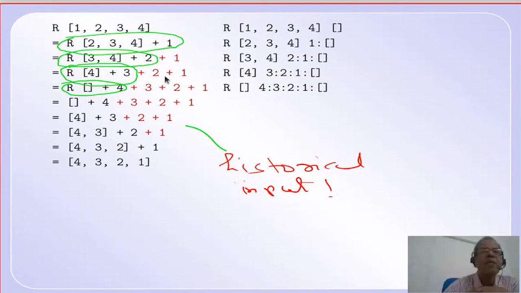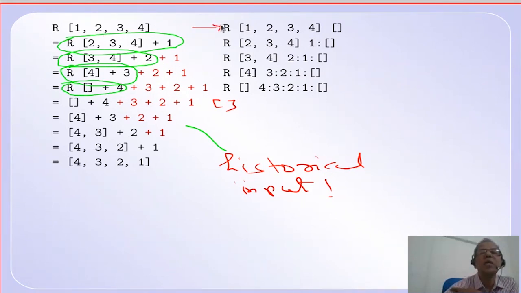Okay. But look at this question. To an empty list, append 4, append 3, append 2, append 1. Is this not the same as if to an empty list, I say prepend 1, prepend 2, prepend 3, prepend 4? Yes. So let me start here.